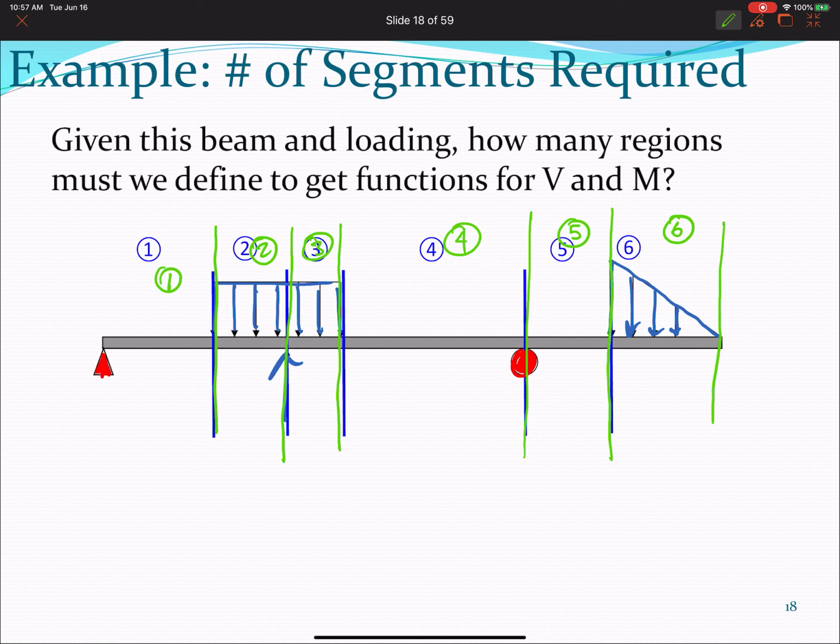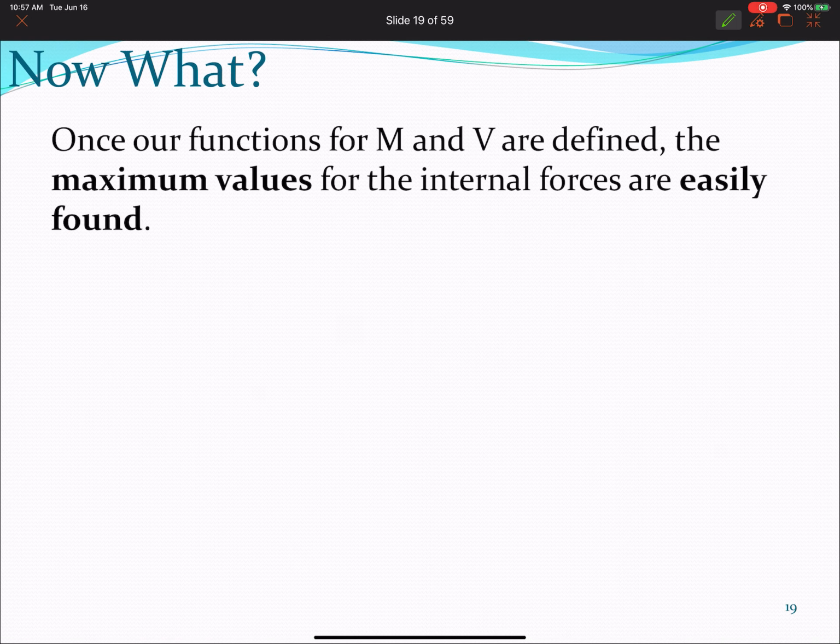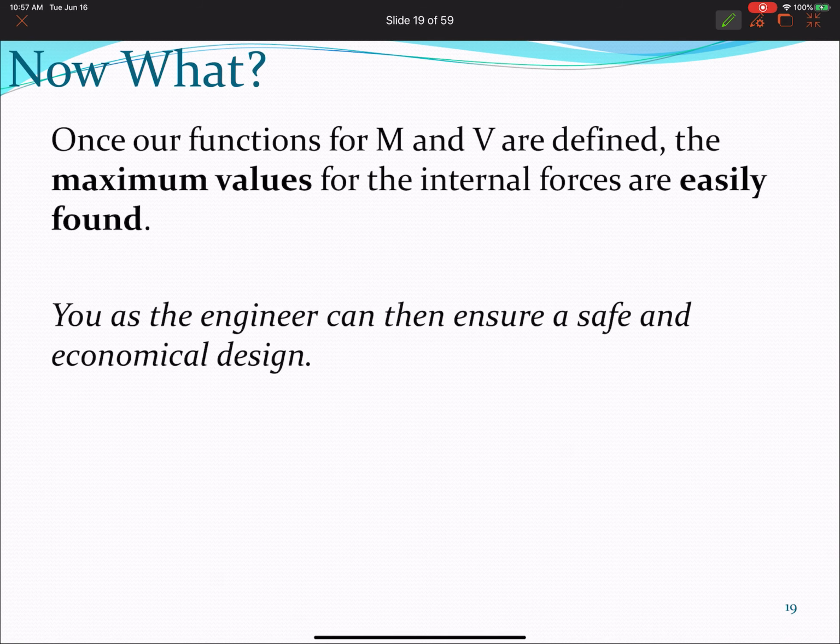And then remember, we define your X variable just a bit before in your segment, just a bit before the load changes, right? So once your functions for M and V are defined in each segment, the maximum and the minimum values for internal forces are easily found, right? Of course, you have to plot these equations to see the variation, right? And as an engineer, you're interested in these maximum and minimum values for shear and moment and axial load, because you want to create safe and economical designs, right?